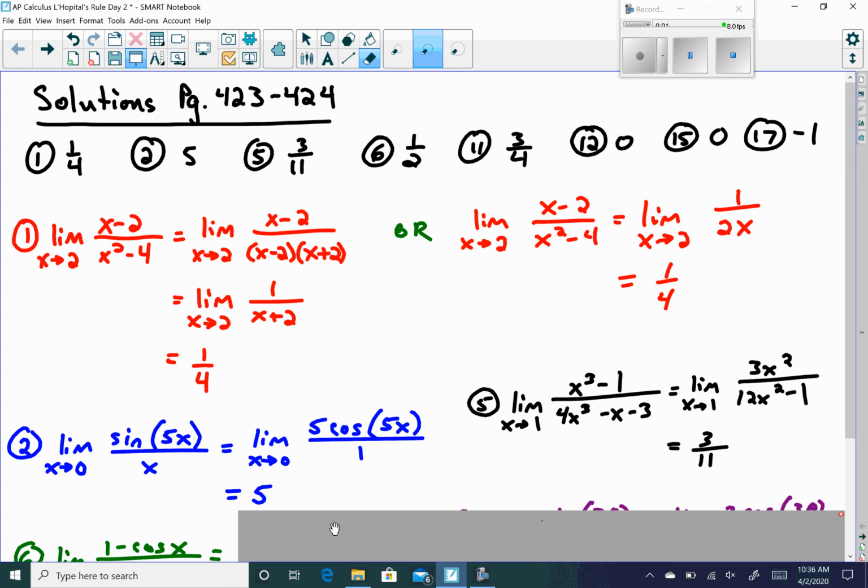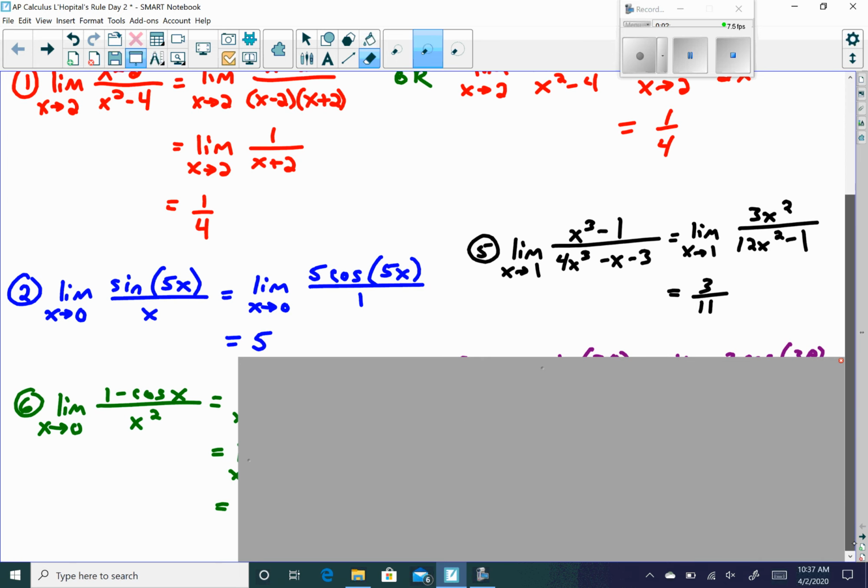Looking at number 5, again, if we substituted in that 1, we would get 0 over 0. So carefully take the derivative of the numerator. We get 3x squared over 12x squared minus 1 in our denominator. Now we could try substituting in the 1, and we get a 3 over 12 minus 1 gives us 11.